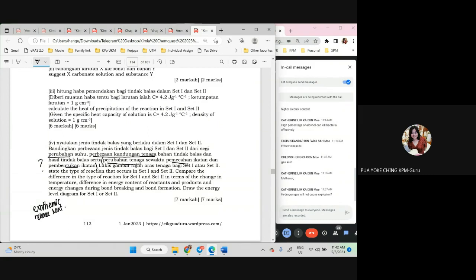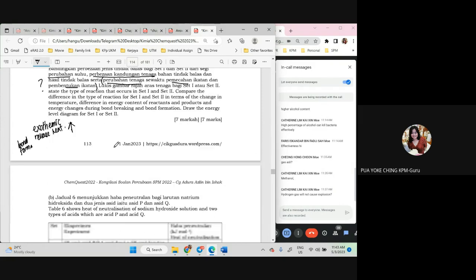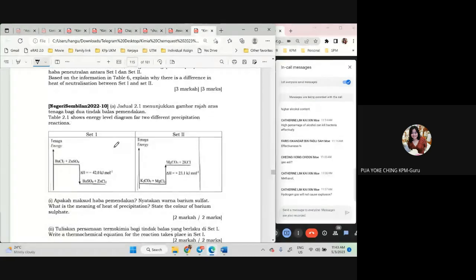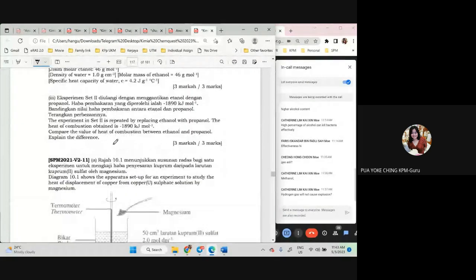So means bond formations that release heat is higher than heat energy released during bond breaking. That one is the explanation. Okay. Soalan ini juga keluar dalam SPM kali kedua.